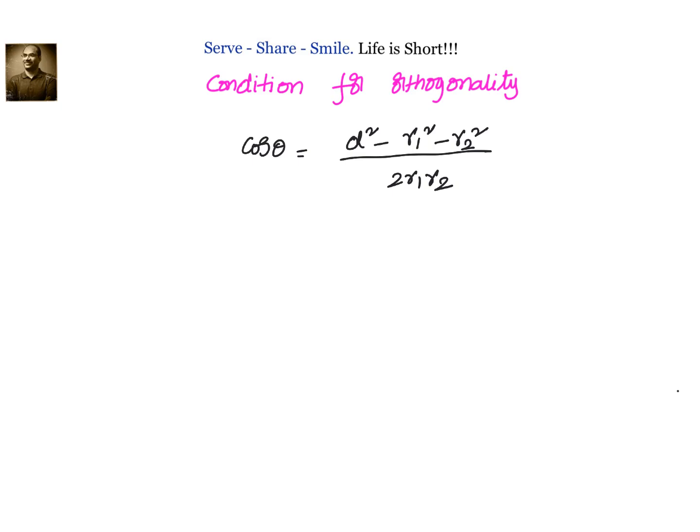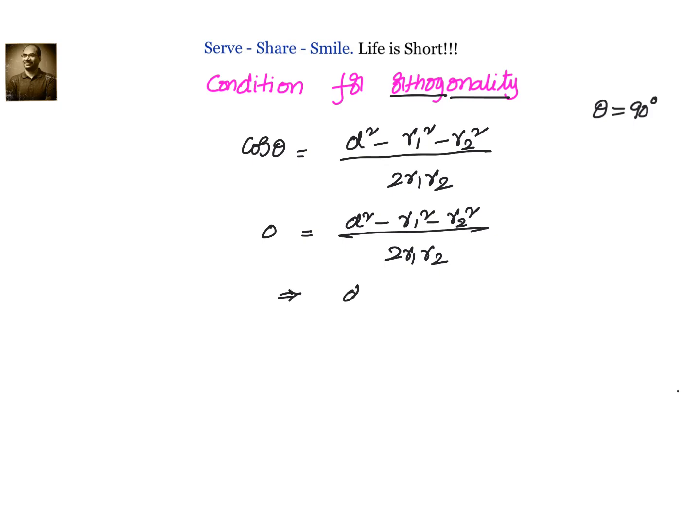Now condition for orthogonality means we are talking about theta equals to 90 degrees. Now what happens when theta equals to 90 degrees? When theta equals to 90 degrees, cos 90 is 0. So we will have 0 equals to d square minus r1 square minus r2 square divided by 2r1 r2, or we will have d square equals to r1 square plus r2 square.